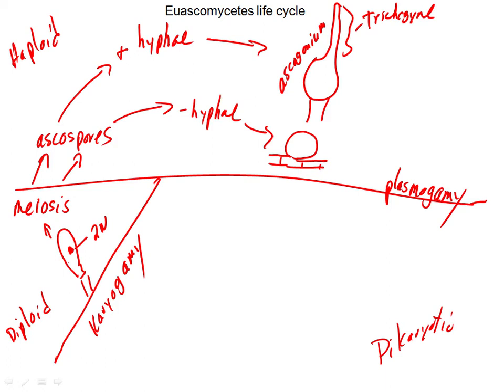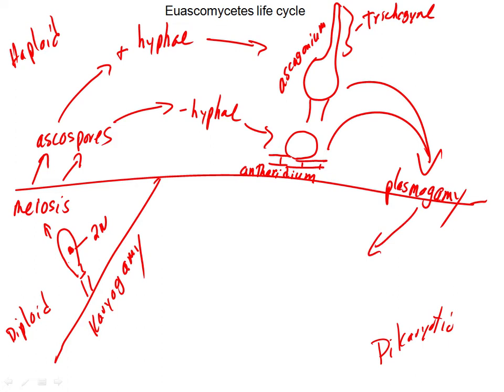And I haven't left space to write antheridium. Try it here. Antheridium. And those are the organs then that are going to fuse in plasmogamy. I haven't drawn that in, but we don't have to show everything. In our life cycles, we're trying to get the schematic down so that we can use this knowledge we have of the schematic to interpret other life cycles.